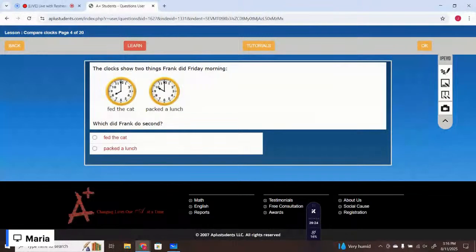The clock shows two things Frank did Friday morning. Which did Frank do second? So first he fed the cat and then he packed a lunch. So packed a lunch, option 2 is the correct option.